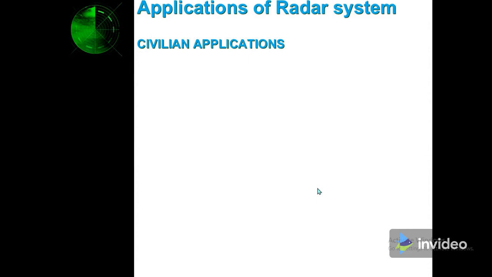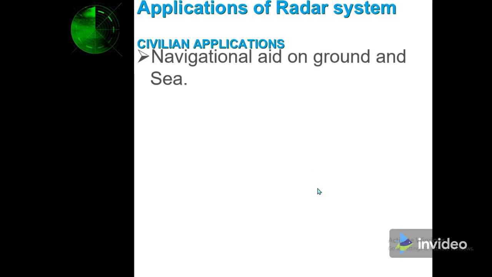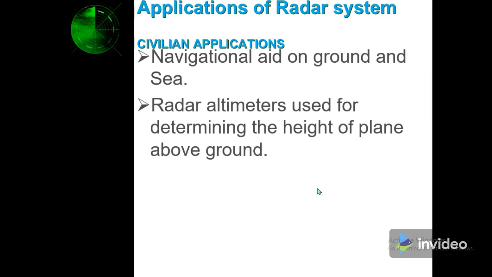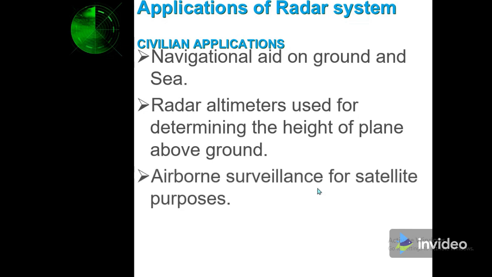Now, always we have applications, right? So applications of radar system. First, we'll see the civilian applications. It acts as a navigational aid on ground and sea, that is an eye on ground and sea. Radar altimeters are used for determining the height of a plane above the ground, like altitudinal height. Airborne surveillance for satellite purposes, an eye in the sky, like Google Maps, Google Images, and everything, we use the radar.